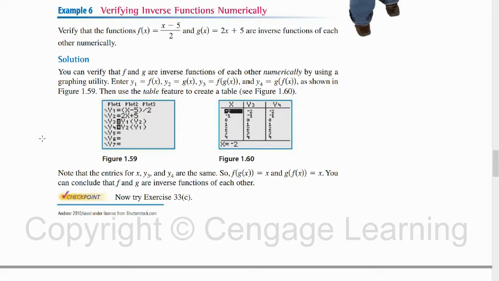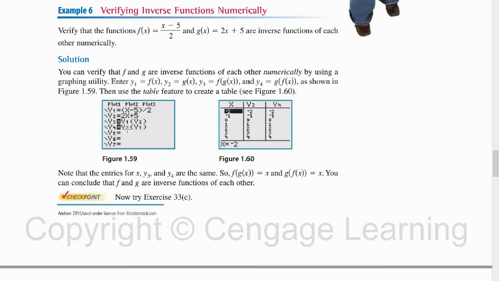Verify that these functions are inverses of each other, and we want to do it numerically. Well, what does that mean? If I put the first function in y1 and the second function in y2, one thing I could do is look at the tables to see if all the x's and y's are flip-flopping. But that might be complicated because you'd be scrolling all around to see, for instance, if you see the ordered pair (-2, 4), do you see the ordered pair (4, -2)? But here's a quicker way.